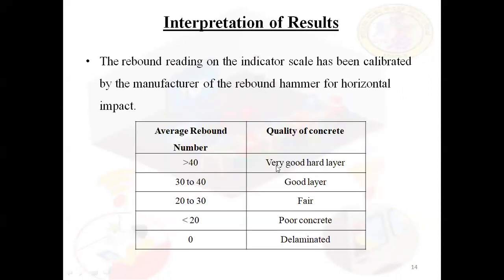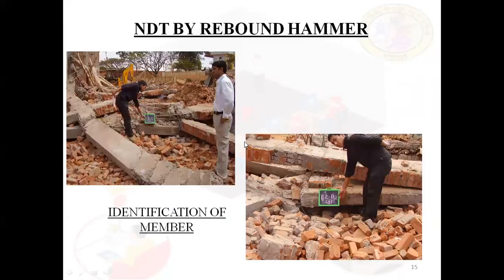This is the interpretation of the results. If the rebound number is greater than 40, it is very good, or a hard layer; this is with respect to the surface hardness. Based on this number, we find out the quality of the concrete. If it is 30 to 40, good; if it is less than 20, the concrete is poor; and at 0, it is delaminated.